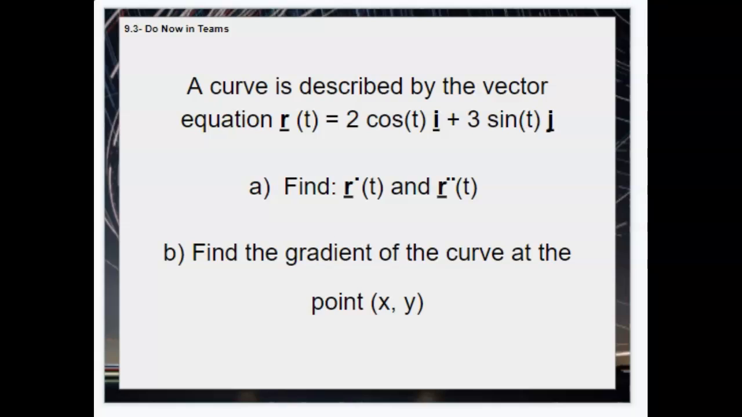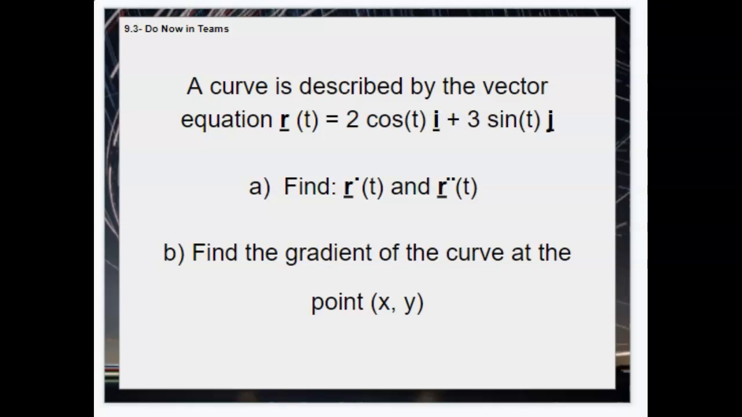So today we look at 9.3, continue thinking about these vector functions. To begin with, take a couple of minutes, see if you can figure out what to do with this vector equation, where we've got the position of an object at time t described in terms of i and j components.